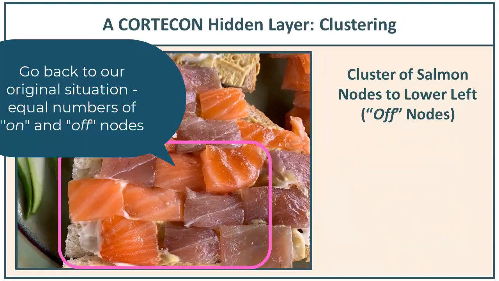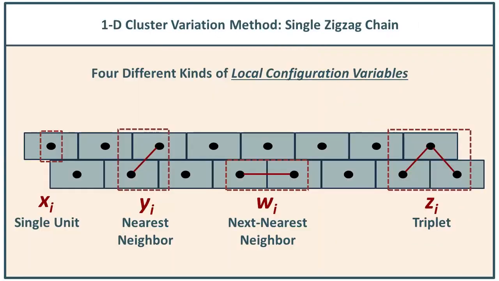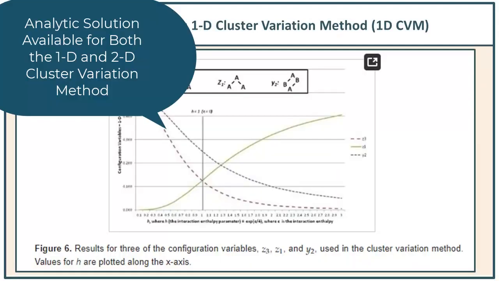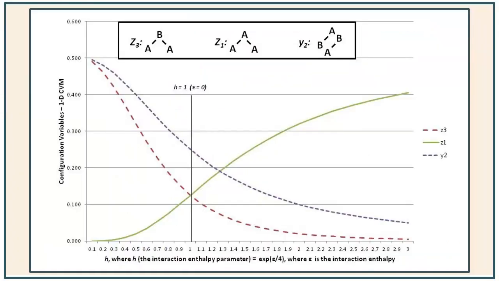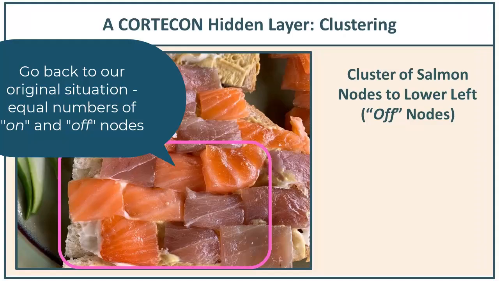And the reason for that is that it lets us line up the various configuration variables, those are the nearest neighbors, next nearest neighbors, and triplets, with what we would expect with an analytic solution. That analytic solution is good only when we've got equal numbers of on and off nodes. So instead, we're going to put our attention on what happens when we swap out some of those existing nodes.